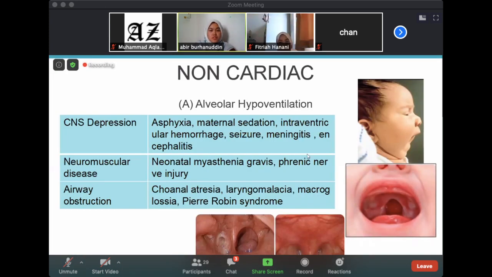Okay, for non-cardiac cause, the first one, according to the mechanism that I explained just now, is alveolar hypoventilation. There are three. CNS depression, for example, asphyxia, maternal sedation, intraventricular hemorrhage, seizure, meningitis, and encephalitis. In CNS depression, they will depress the respiratory center and cause alveolar hypoventilation. Then neuromuscular disease, such as neonatal myasthenia gravis and phrenic nerve injury. In phrenic nerve injury, there is weakness of the diaphragm muscle, causing hypoventilation. And the last but not least is airway obstruction, like choanal atresia.